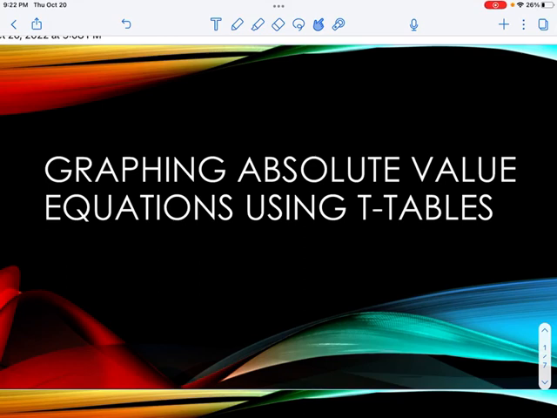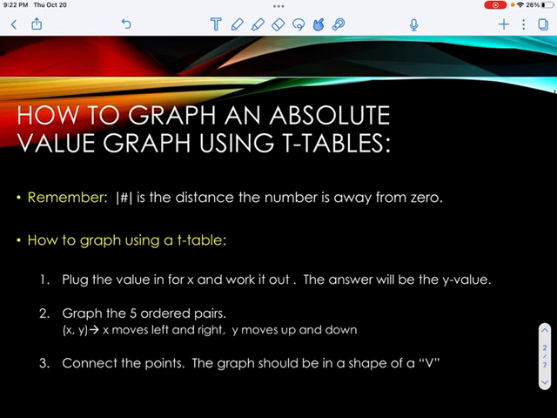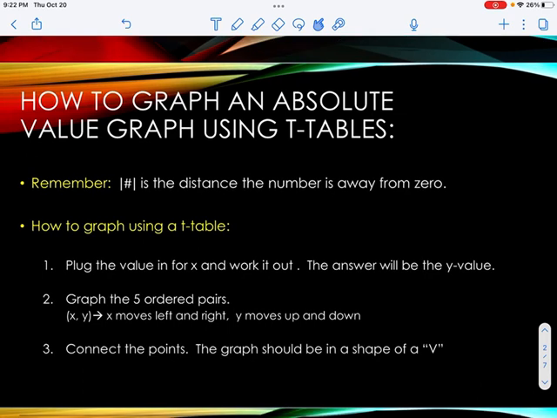All right, in today's lesson, we are going to be talking about graphing absolute value equations using t-tables. As a review, remember the absolute value of a number is the distance the number is away from zero. So if I were to ask you what is the absolute value of 5, the answer would be 5, because 5 is 5 units away from 0.